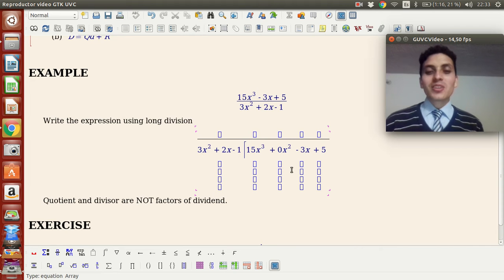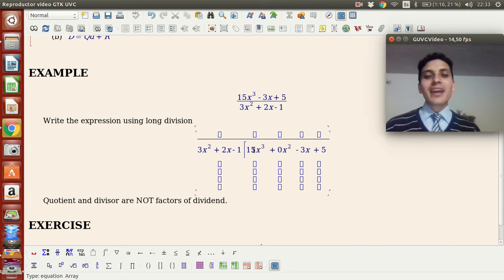Okay, so let's see. First, look that I add for the dividend the term plus 0x squared. That's because we don't have the x squared here. So we have to put it because maybe later we need to use it. Okay? So as you could see, I leave one line for x cubed, one line for x squared, one line for x, and the other for 5.